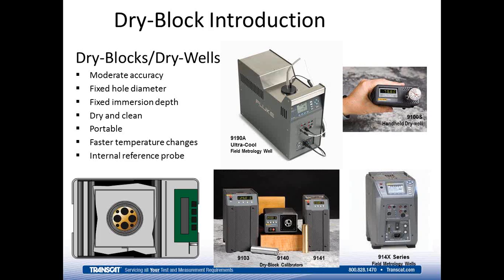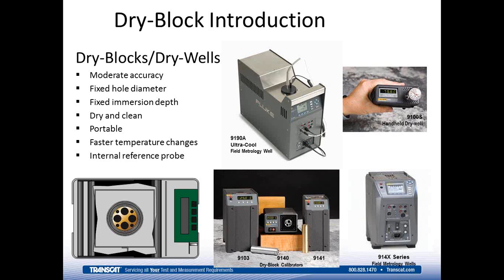So as an introduction to dry block calibrators, sometimes they're called dry wells or dry blocks. Either name is fine, we hear both of those terms interchangeably. They are moderately accurate. They do a pretty nice job to provide a temperature heat source to put a probe into. The accuracy of those has definitely improved over the years as I've been here at Fluke. They typically have a fixed hole diameter, meaning that whatever hole you're putting the probe in is sort of fixed, and unless you have an interchangeable insert, like the 9140 at the bottom of the slide, you kind of have what you've got. They usually have a fixed immersion depth, meaning the hole has a certain depth associated with it. They're dry and clean, which can be an advantage in some situations.